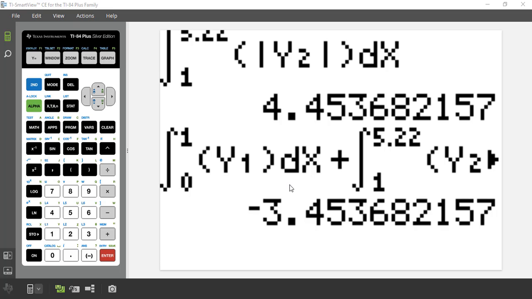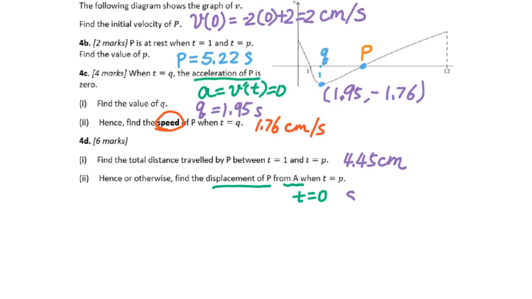Remember, when we try to find the displacement, there is no absolute value. When we put the absolute value, it means we are looking for the distance. So the displacement equals negative 3.45 centimeter.